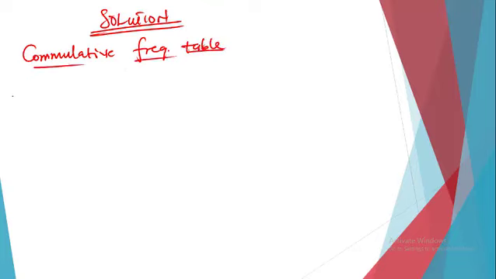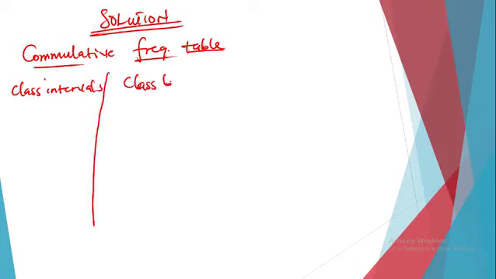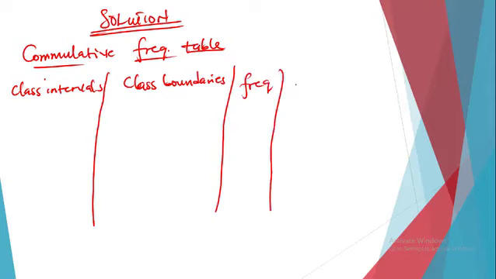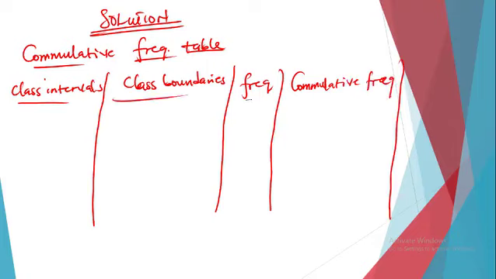Prepare that, and it is made up of class intervals. That's one. Made up of class boundaries, frequency, and then lastly cumulative frequency. Okay, so let us start.